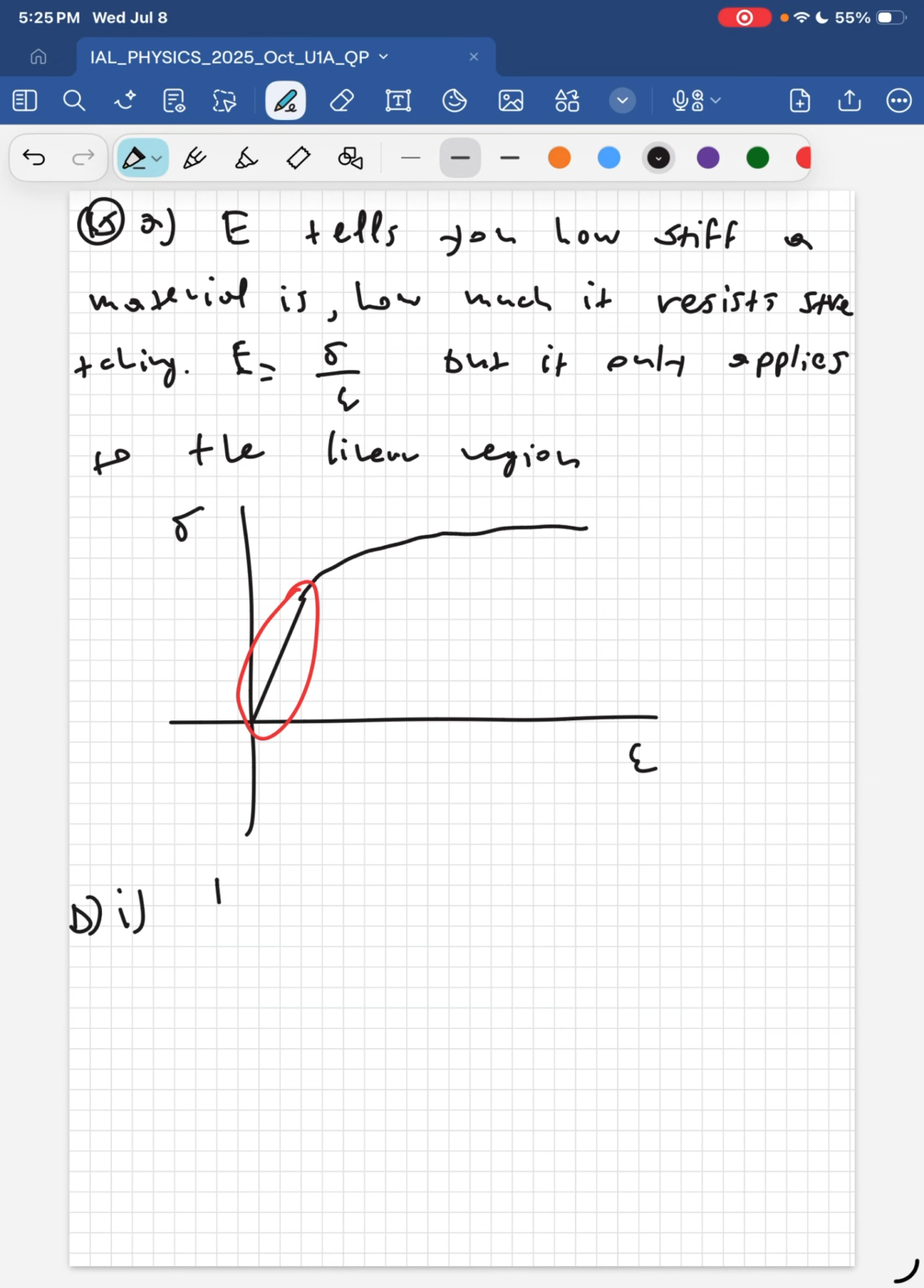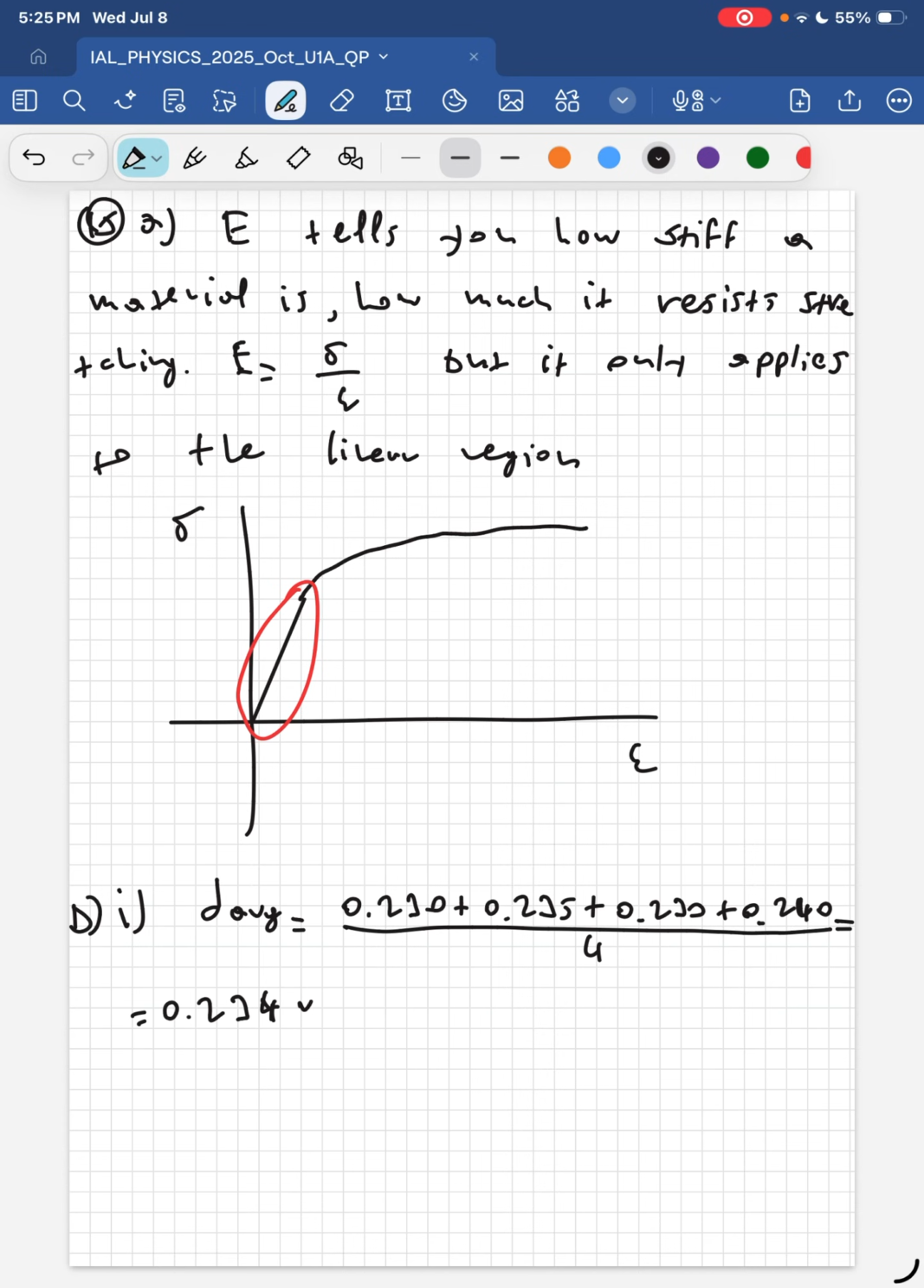So the average diameter, first of all, is the sum of all the measurements, 0.235 plus 0.230 plus 0.240 over 4. So that's 0.234 meters. So the cross-sectional area is pi d squared over 4. So we find 4.29 times 10 to the negative 8 meters squared.